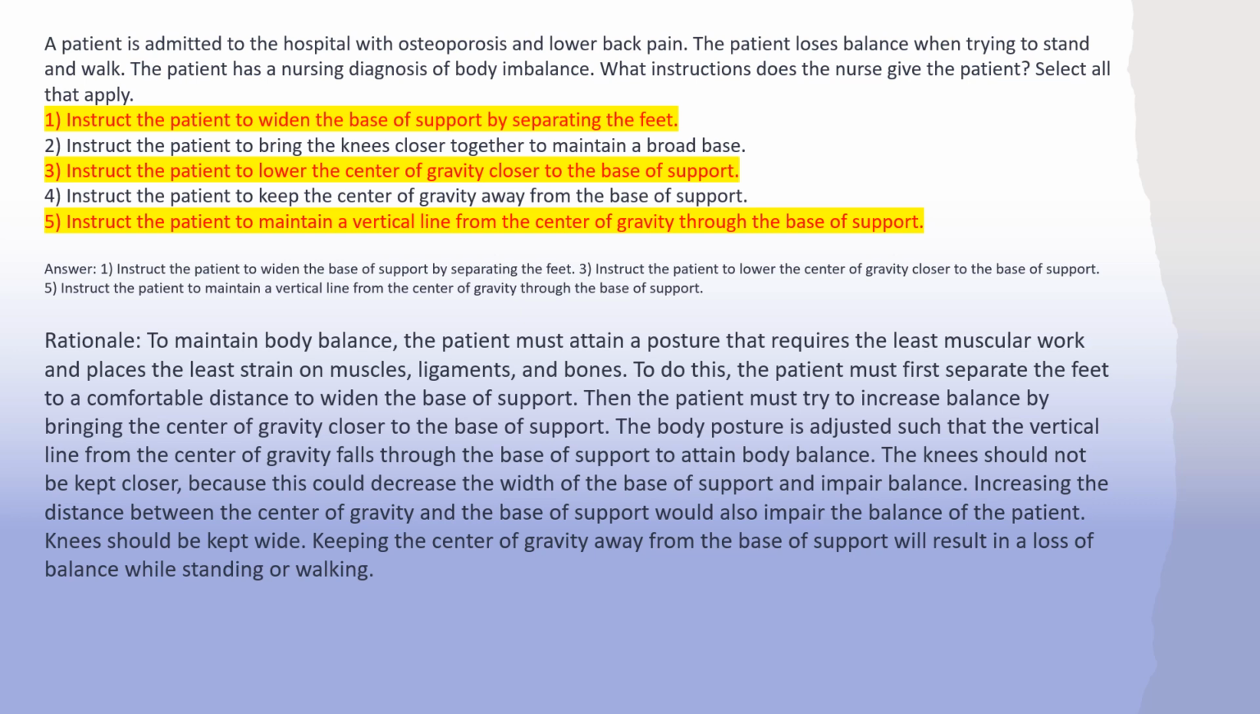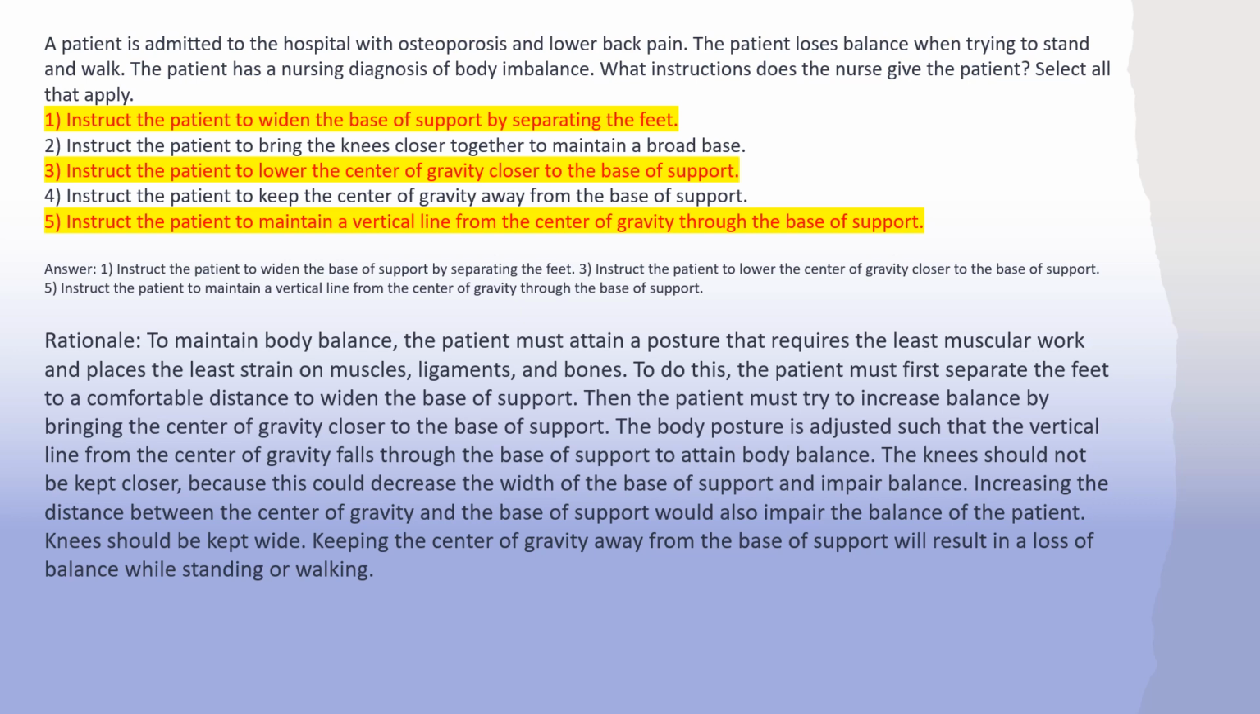Answer: 1. Instruct the patient to widen the base of support by separating the feet. 3. Instruct the patient to lower the center of gravity closer to the base of support. 5. Instruct the patient to maintain a vertical line from the center of gravity through the base of support. Rationale: to maintain body balance.